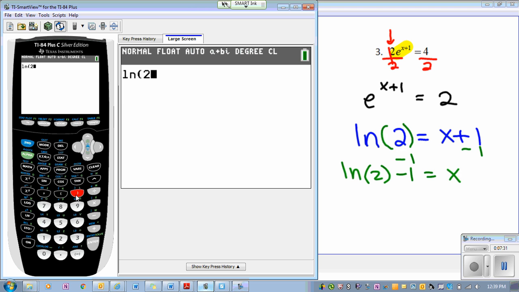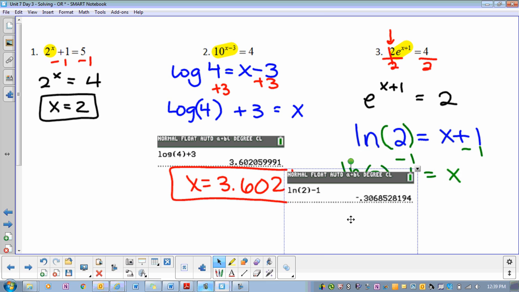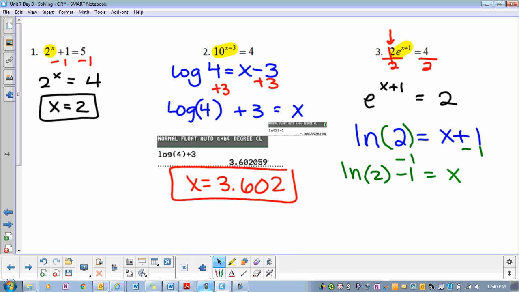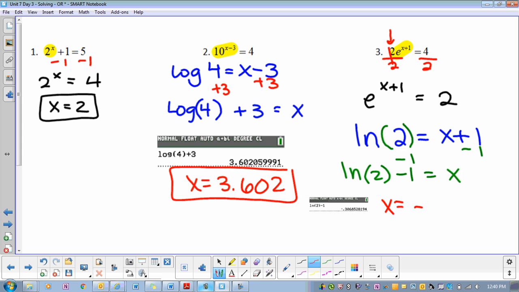Negative 0.307. Okay, so negative 0.307. Thank you. X equals negative 0.307.